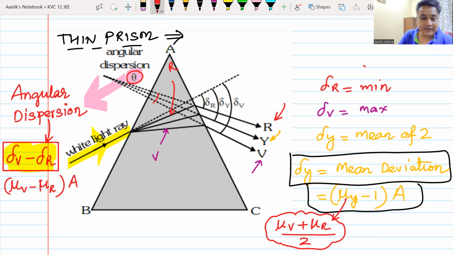This is known as angular dispersion. The other thing is known as mean deviation. Have you noted it down, everyone?